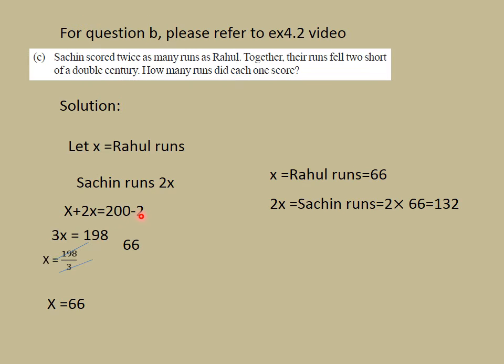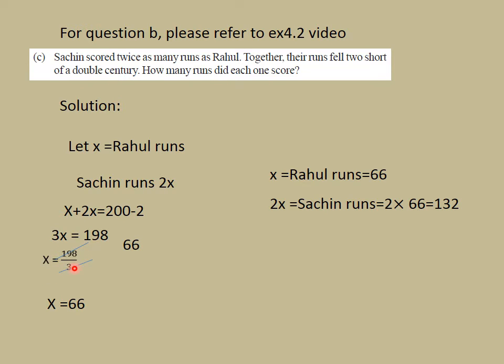So 200 minus 2. Double century means 200, isn't it? Century means 100, double century means 200, and falling 2 short, so 200 minus 2. So together x plus 2x. How many x's are there? 3x are there, x and 2x. So 3x is equal to 200 minus 2, which is 198. 3x is equal to 198.